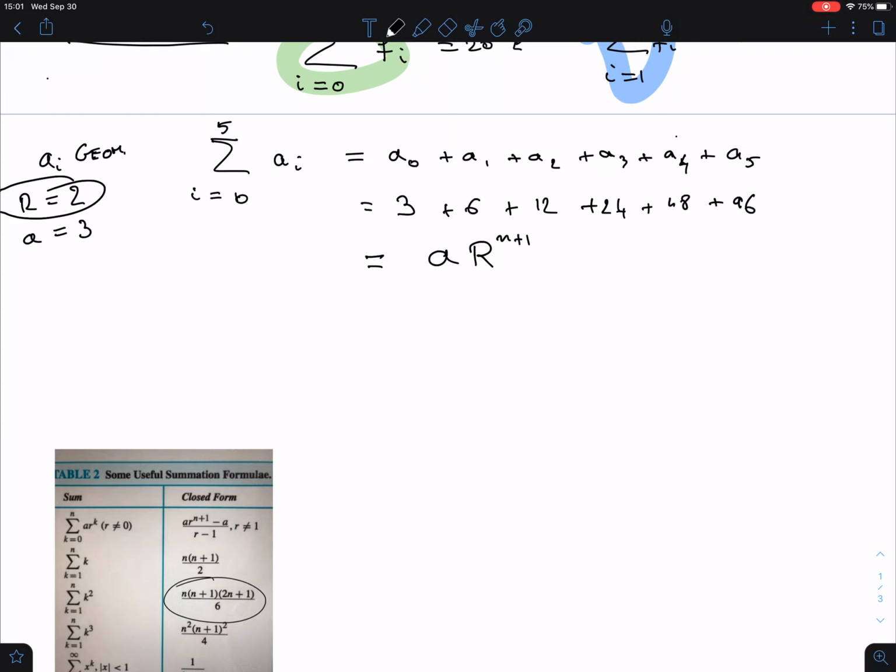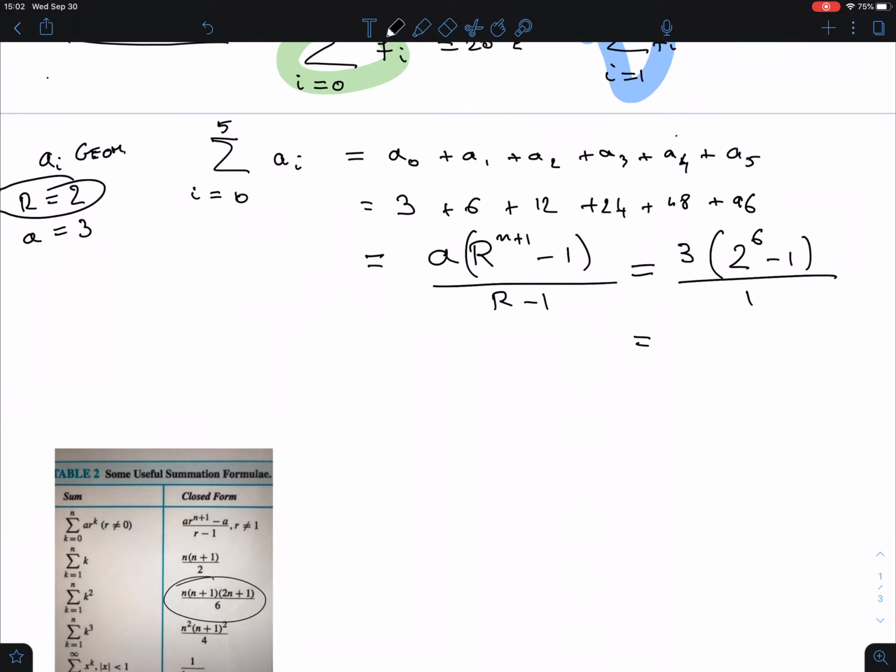Okay, they write it this way. I'm going to write it this way because it's really how people normally write this. Okay, so let's work this out. A was 3, r was 2, n was 5, so this is 2 to the 6th minus 1 divided by 2 minus 1. Oh, that's nice, that's just 1.